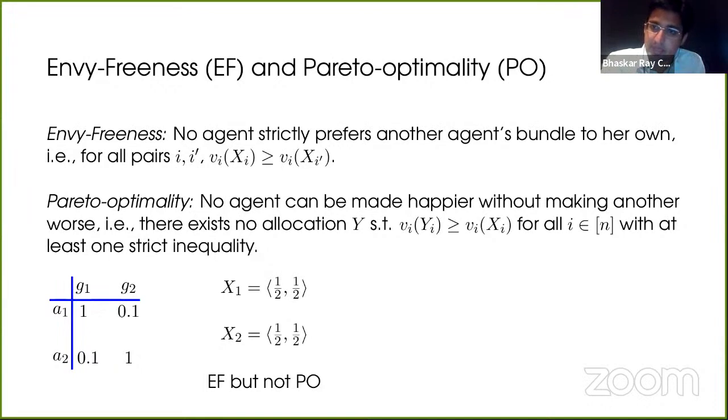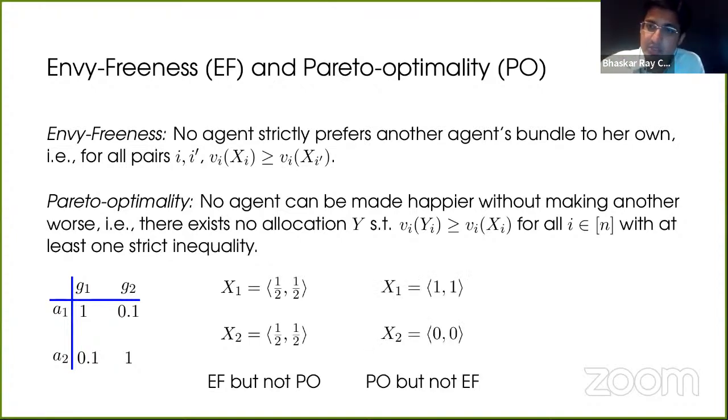0.55. However, there is an allocation where you allocate, say, G1 entirely to agent 1 and G2 entirely to agent 2, with both of them ending at, say, 1 and 1 unit of valuation. So this valuation vector Pareto dominates the valuation vector of the current allocation. This is a fair allocation, but it is a wasteful allocation. It's not a Pareto optimal allocation.